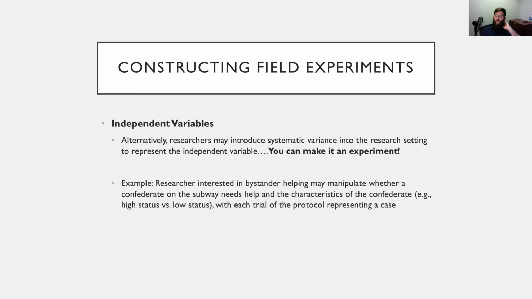Okay, so let's just say that the researcher is interested in bystander helping, and they might manipulate whether a confederate on the subway needs help, and they also manipulate the confederate. So maybe they have an actor in the study who's either low or high status, and maybe they drop some books all over the place, and each trial records a case. So say I come in at one point in time on the Sprinter and I drop my books all over the place and I'm dressed in a suit and tie. Maybe some folks might be more willing to help me because I'm well dressed. Although I think I have to shave this thing off.